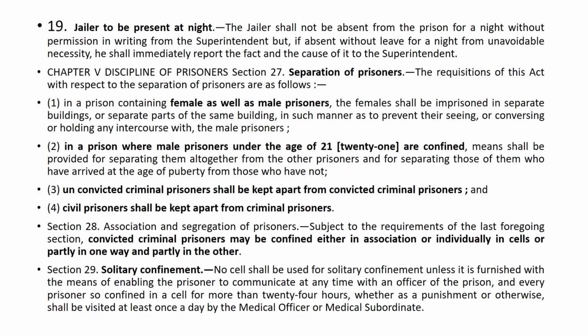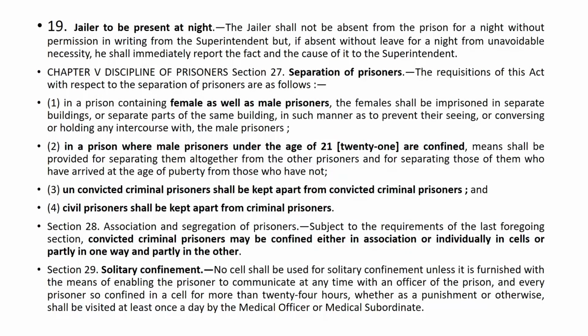So, the fact of separating male and female prisoners is something laid down in the 1894 Act in itself. It has also laid down that civil and criminal prisoners should be separated. It also has provided for the fact that prisoners below the age of 21 years should be confined in a manner which is different from the other adult prisoners.